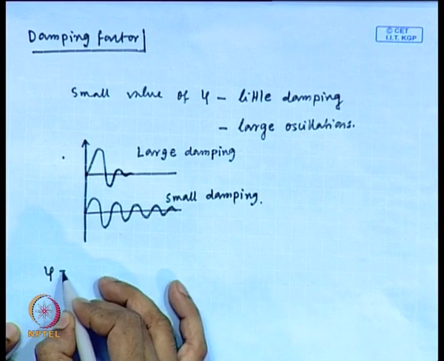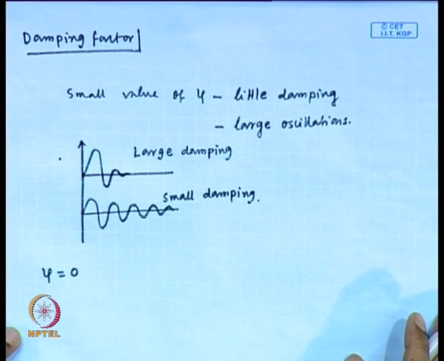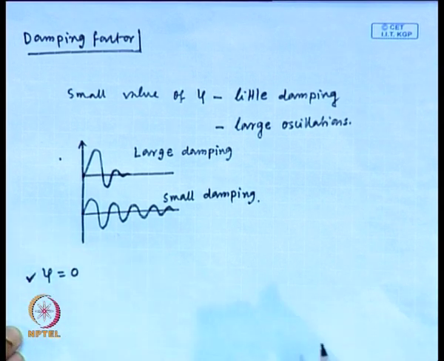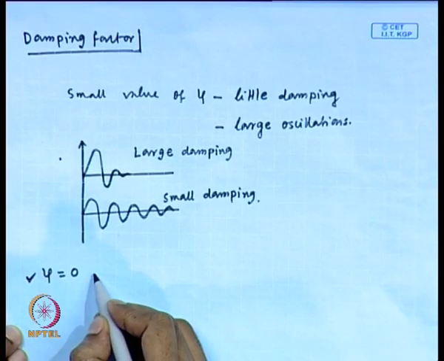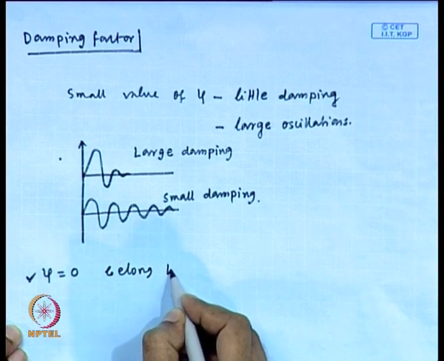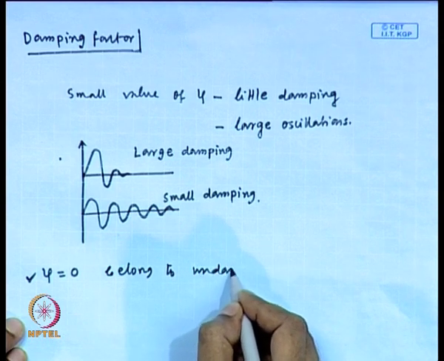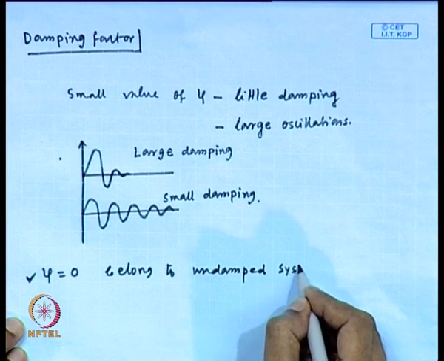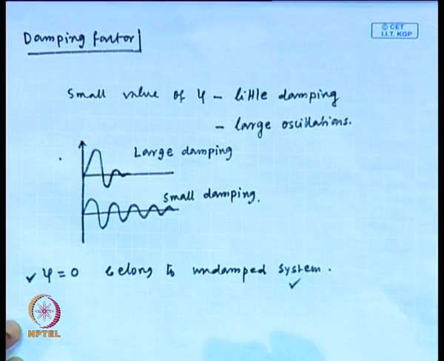Fine. When the damping factor zeta equals 0, in that case the oscillation occurs with constant amplitude. So, zeta equal to 0 belongs to an undamped system. It means oscillation with constant amplitude. For the case of an undamped system, we observe oscillations with constant amplitude.